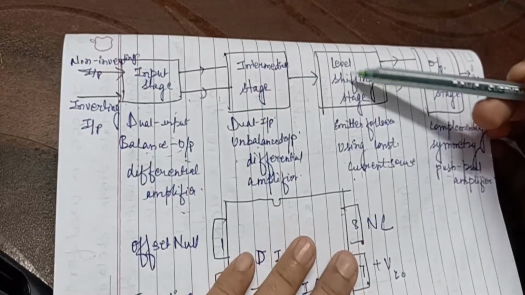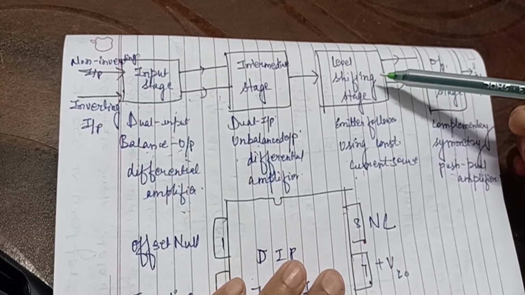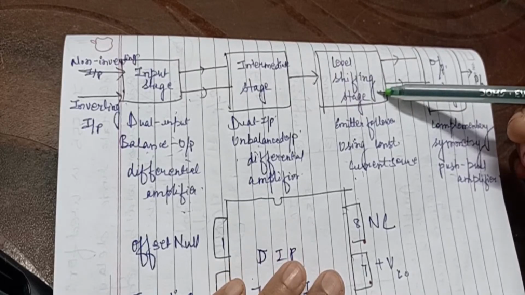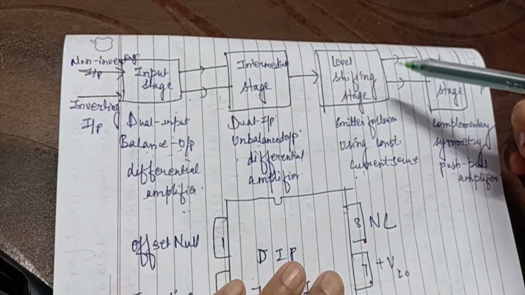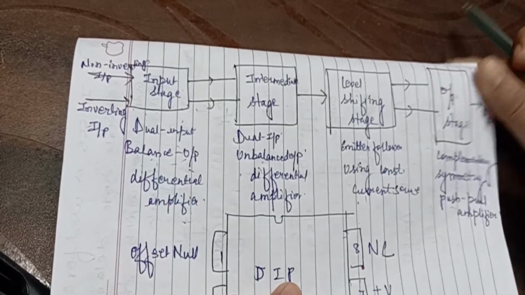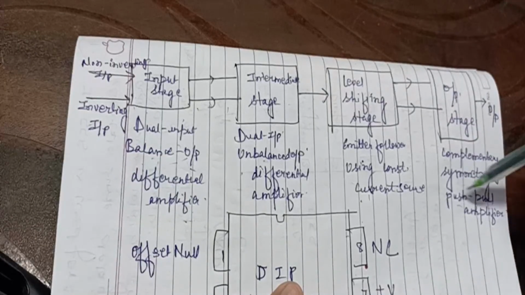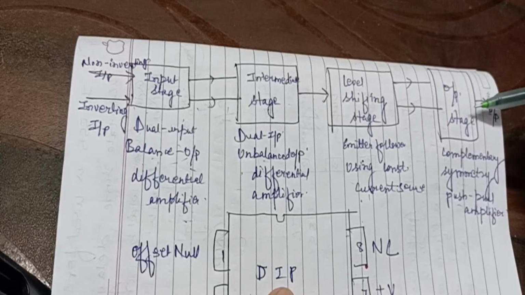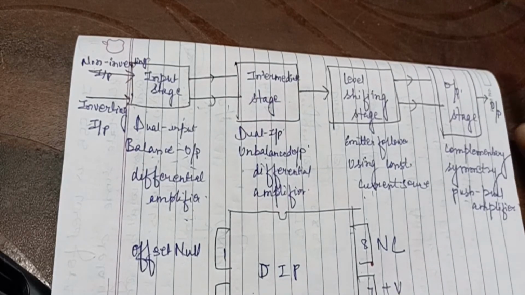Number three is the level shifting stage. Level shifting stage, this is the amplifier. In the level shifting stage, an emitter follower is generally used with a constant current source. The next one is the output stage. A complementary symmetry push-pull amplifier is used in this output stage, and then we get our output.